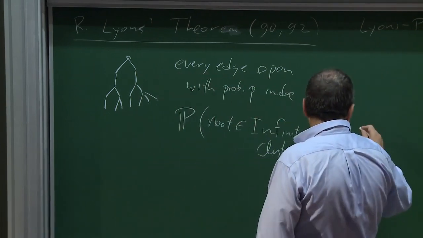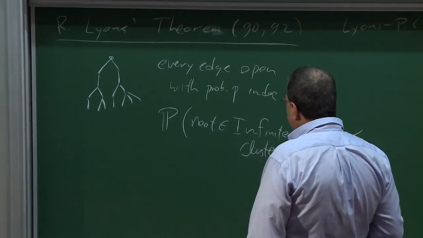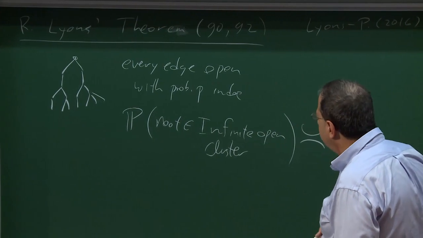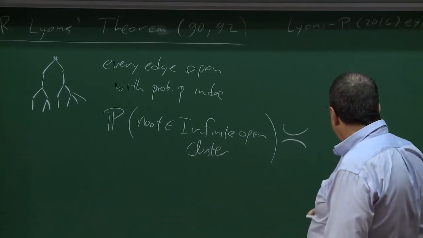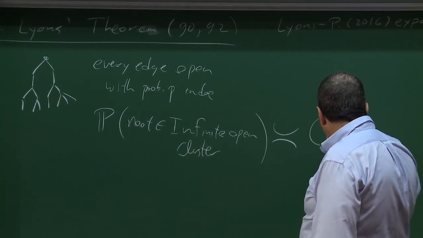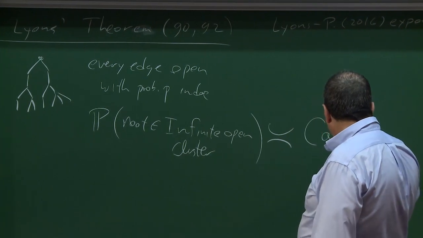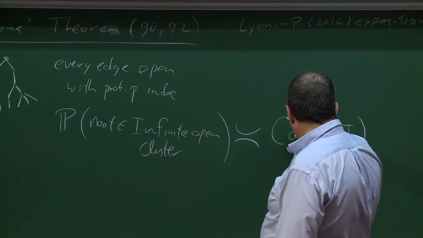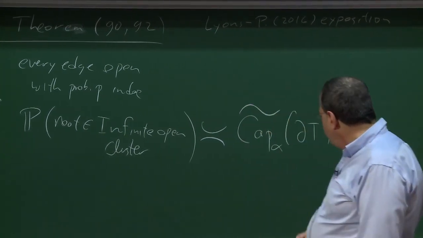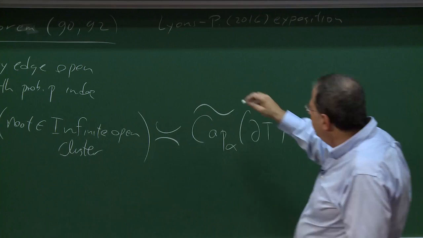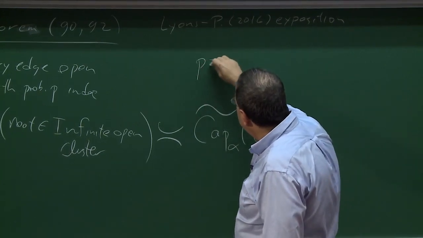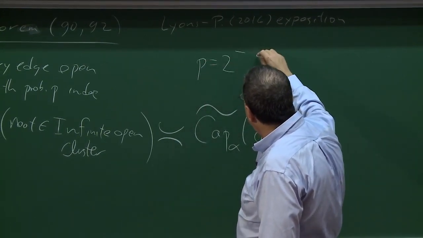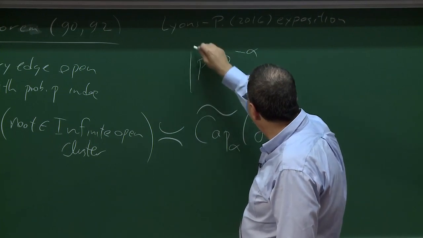And the answer is that up to a constant, indeed, up to a factor of 2, this is going to be equivalent to the capacity of the boundary of the tree. I'll write the tilde because we're in the tree. And here I want to use the following notation. I'm going to take p to be 2 to the minus alpha.